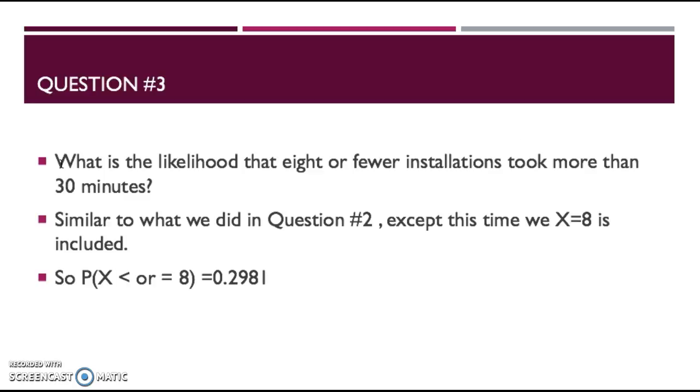Question number 3: what is the likelihood that 8 or fewer installations took more than 30 minutes? Similar to what we did in question 2, I added up the cumulative distribution of x equals 1, x equals 2, x equals 3, x equals 4, x equals 5, x equals 6, x equals 7, and x equals 8. This time x equals 8 was included. So my answer was P(X ≤ 8) equals 0.2981. If we were to round this, it would be 0.3.